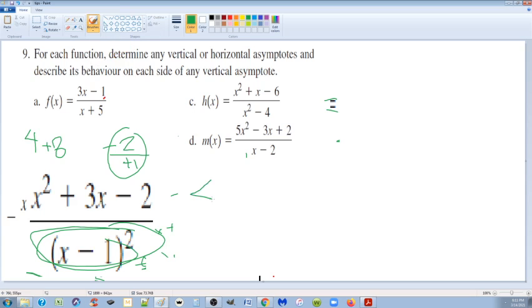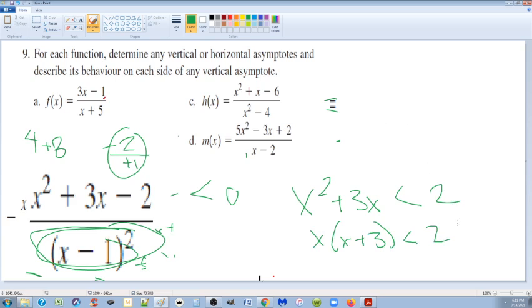So other than x is 1, this is always positive. So when is this below 0? When x squared plus 3x is below 2. When x plus 3 is below 2. When x is below 2, or when x is below minus 1. So let's see if that's true. It's saying that's negative. I believe the only possibility is below negative 1. So we'll test for both of them.